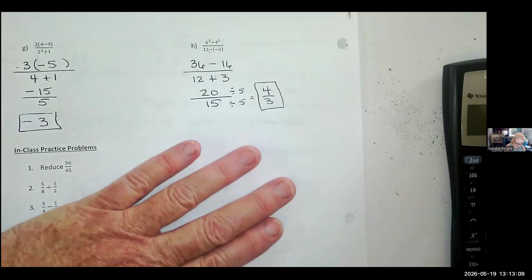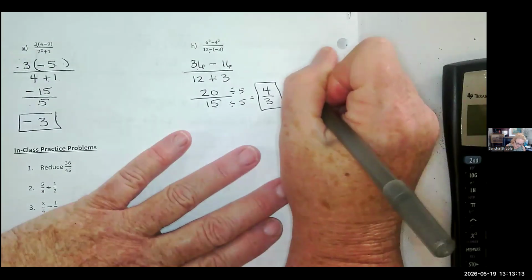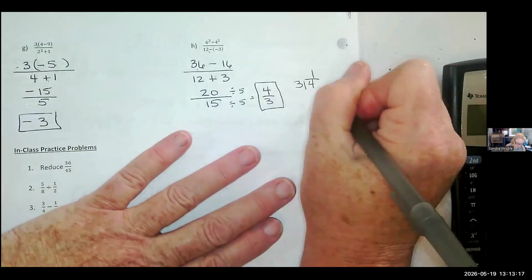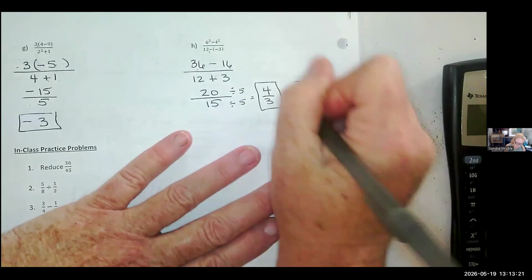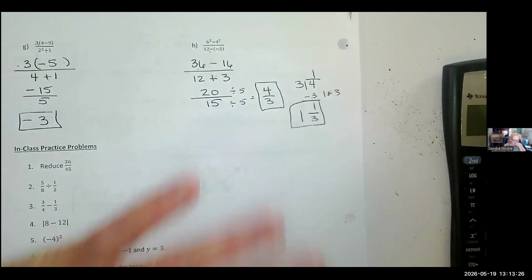4 divided by 3 is 1. 1 times 3 is 3. Subtract them and you get 1 divided by 3. So this is 1 and 1/3. This is if you were doing it for mom. For me, I want the 4/3. Okay.